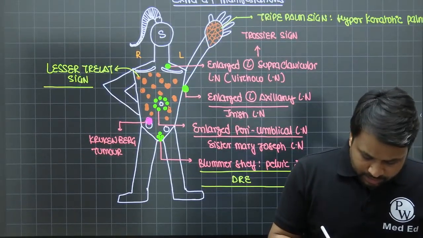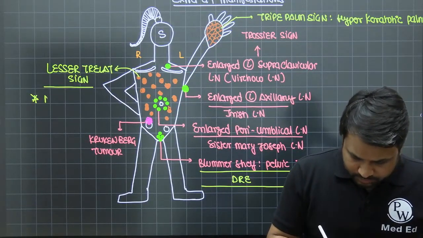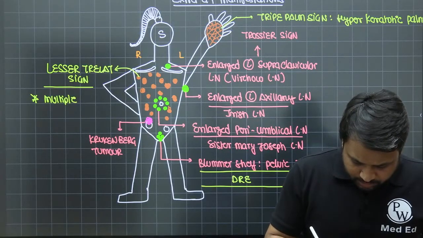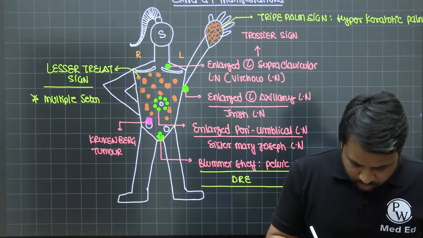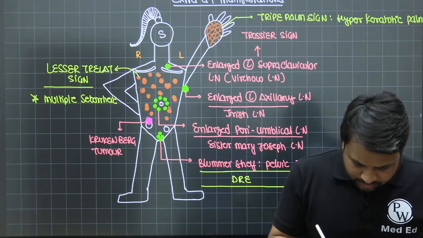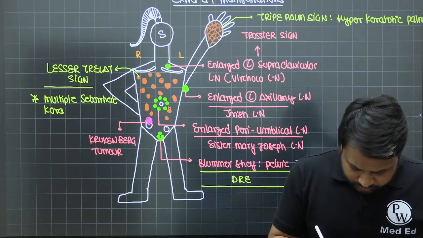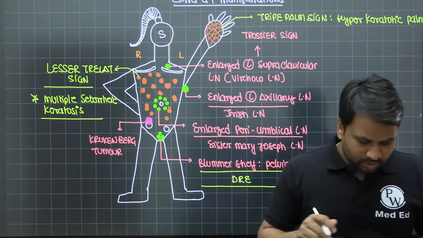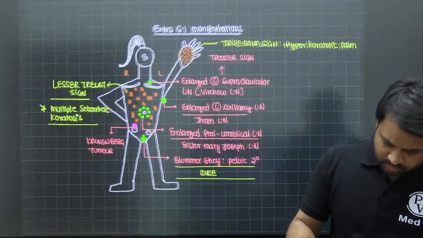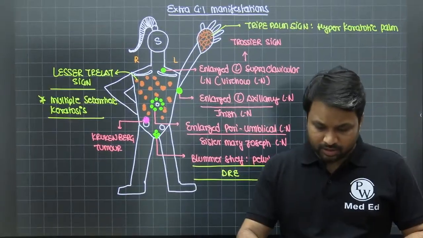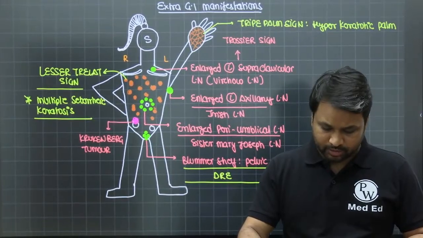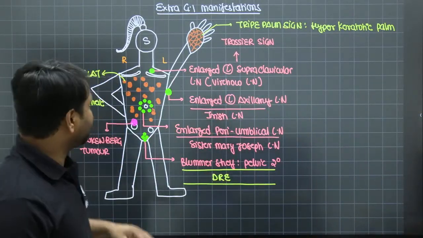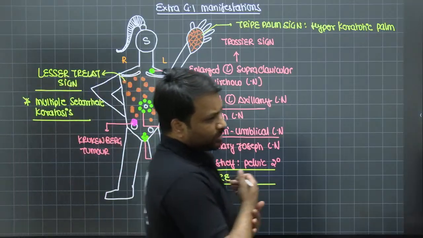It is your multiple seborrheic keratosis. So these are your extra GI manifestations of your carcinoma stomach.